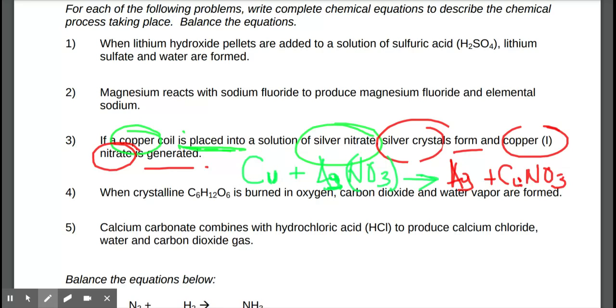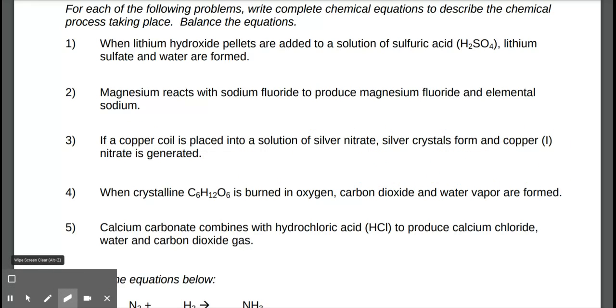And then we would, again, go out and balance this. Now, it looks like to me, though, that this is pretty much balanced. So this would be one of those cases where everything's hunky-dory from beginning to end. We wouldn't have to balance it. It's already balanced.